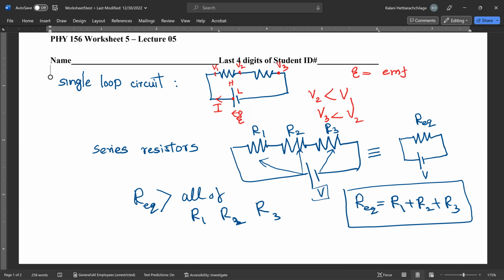That's the idea about series resistors. When you connect in series, you get more resistance. That means you resist more. So the circuit current is going to decrease, or the intensity of the light is going to decrease. That's the idea about the series connection.